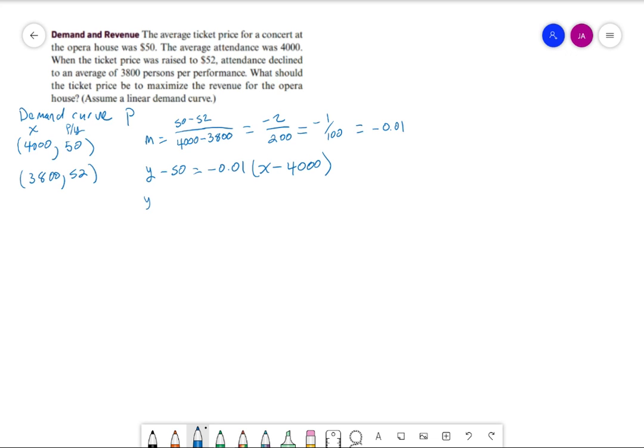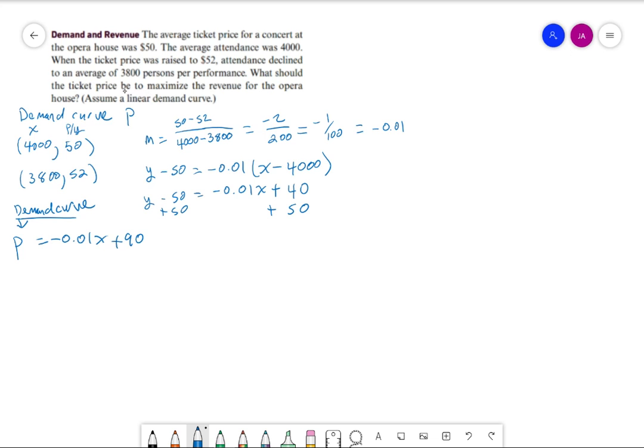And so we get y minus 50 is equal to negative 0.01x plus 40. And then we can add 50 to both sides. And we get that y is equal to negative 0.01x plus 90. And so this is, you could call it y is equal to that, or remember that this is our demand curve, P, right? So we found our demand curve. Well, then let's return to what was our question.